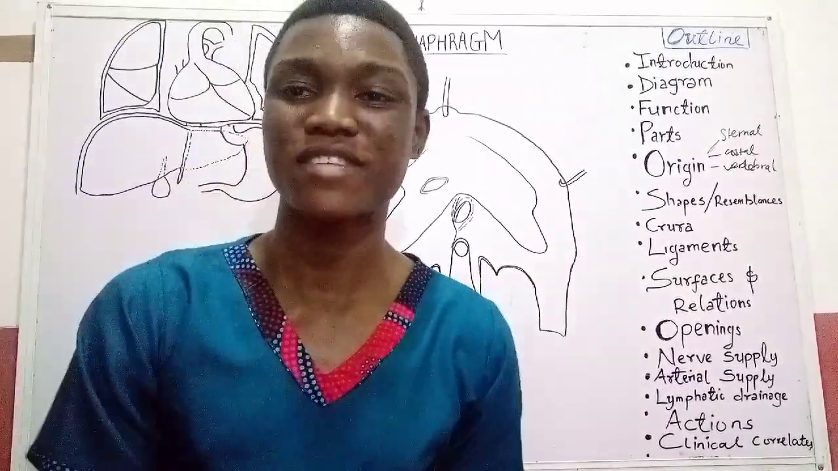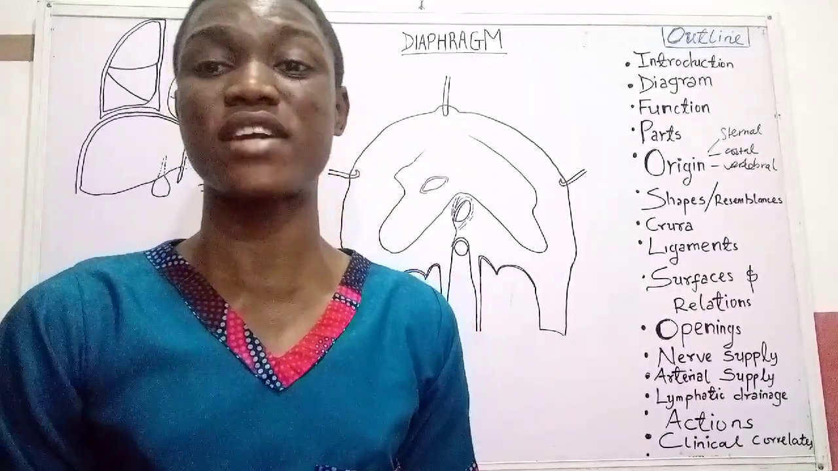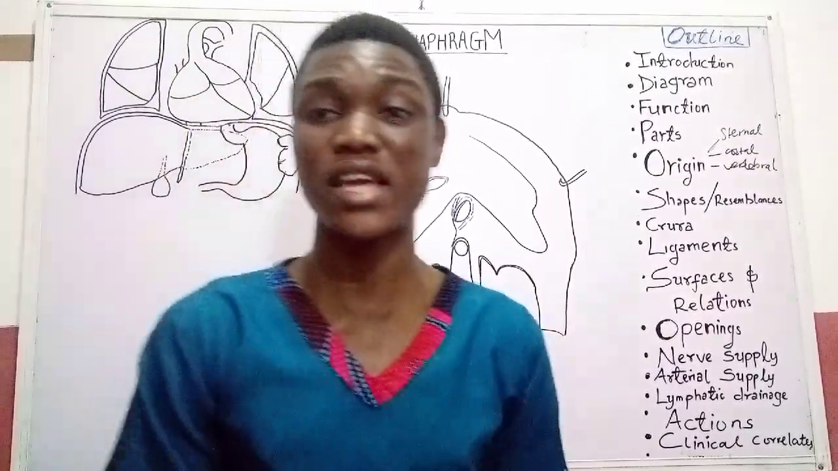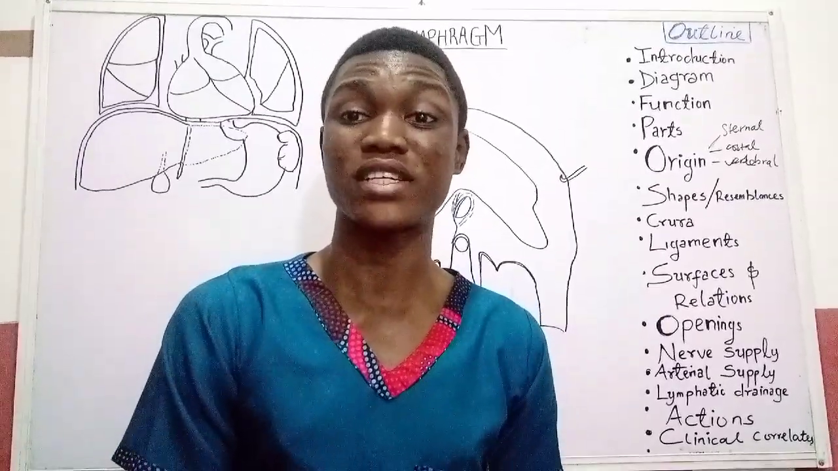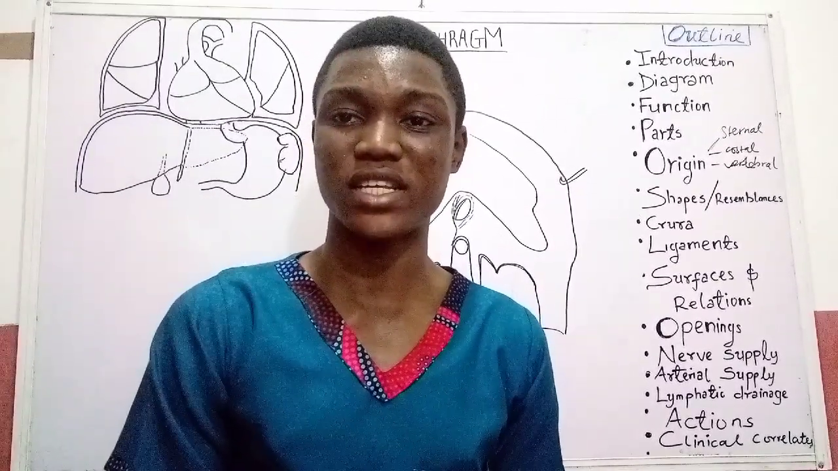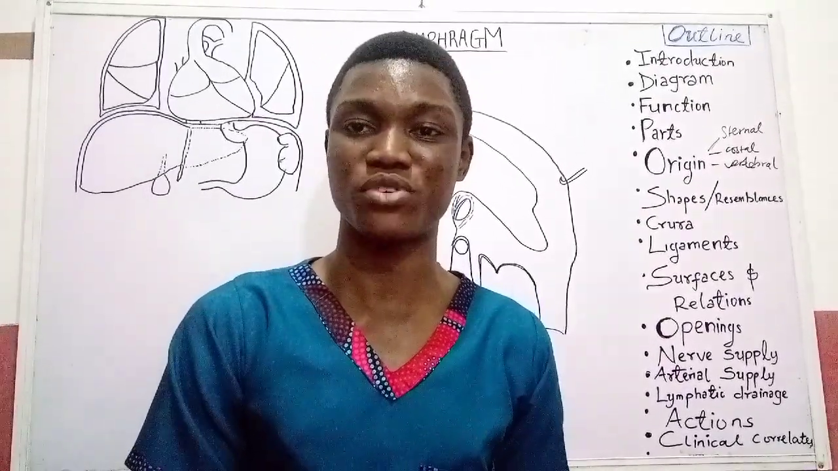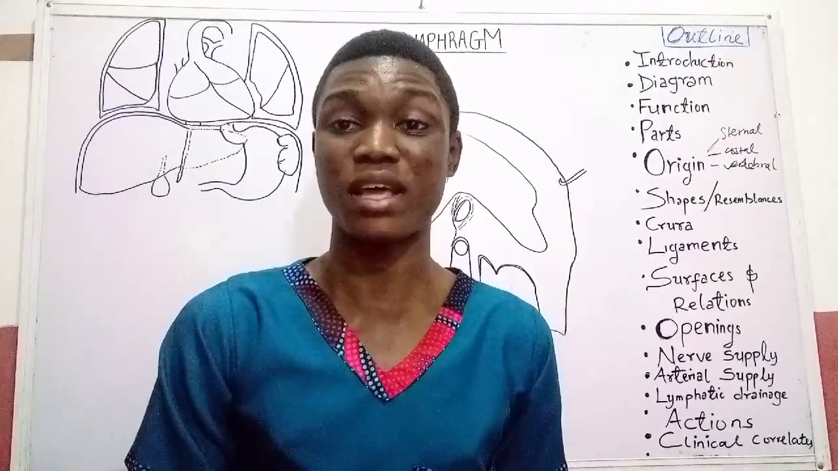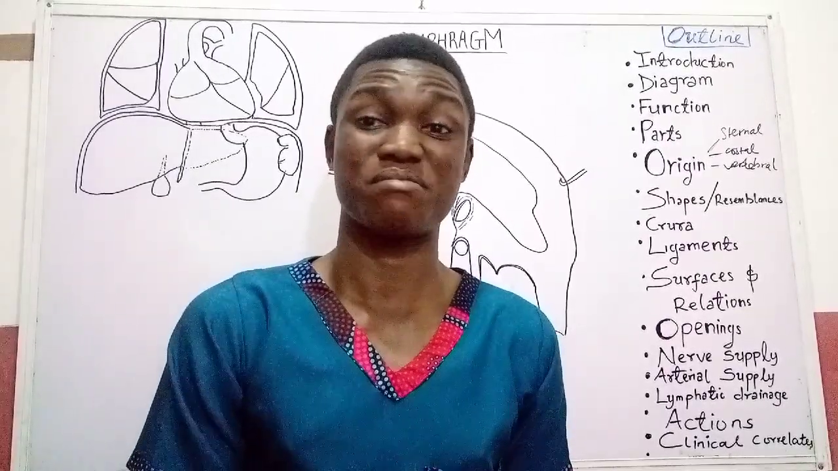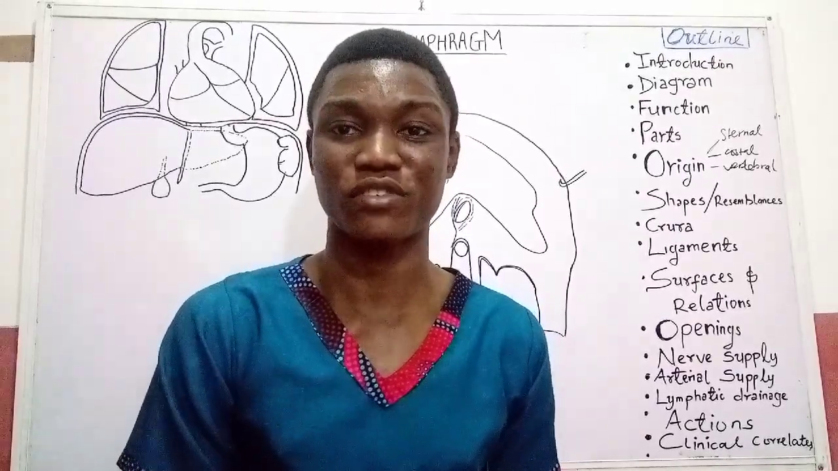So what is the function of the diaphragm? The diaphragm is very important in that it is mainly involved in respiration. It is actively involved in inspiration and it is passively involved in expiration. So it is a muscle, an organ that helps in breathing. So that is the function of the diaphragm.